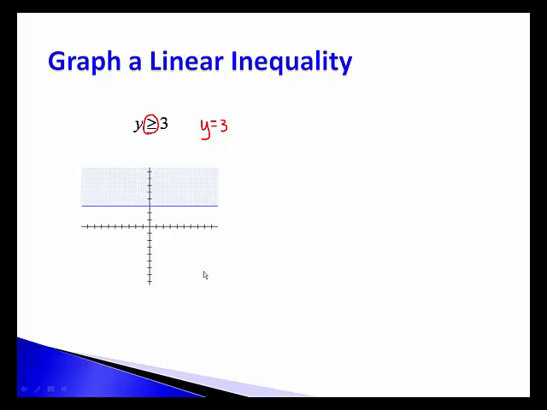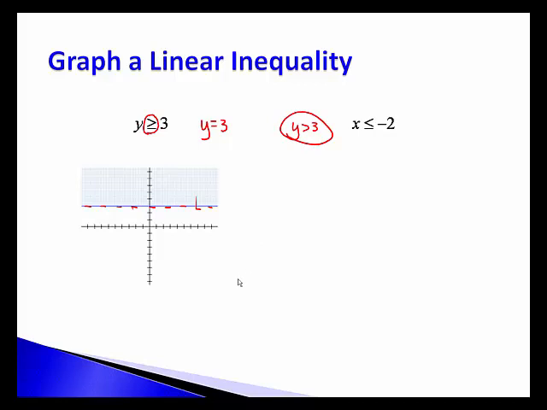Now let me go on and clarify one more thing. If this had been y is greater than 3 without the equal to, then this line right here would have been a dashed line. The line itself is not included in the solution if it is a greater than without the equal to. Let's look at another one.